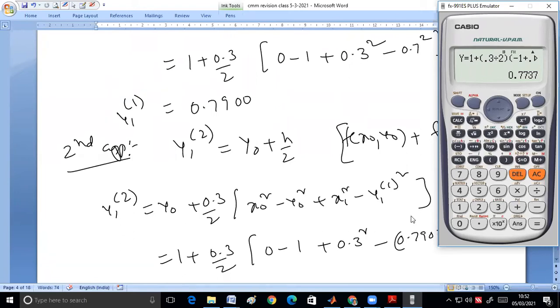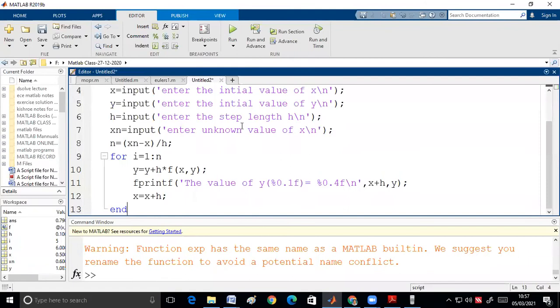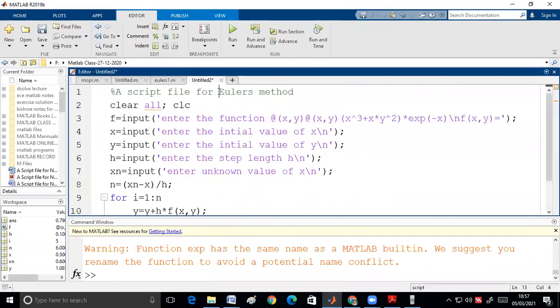In our earlier class, we discussed the Runge-Kutta method. Today we discussed the Euler and modified Euler methods. Now I will explain MATLAB programming for the Euler method. The modified Euler method is also a similar method. I will copy all these things. This is the modified Euler method. First, clear all, CLC. f is the input function, x is the input value, y is the output value, the initial value of y, h is the step length, and xn is the final value.